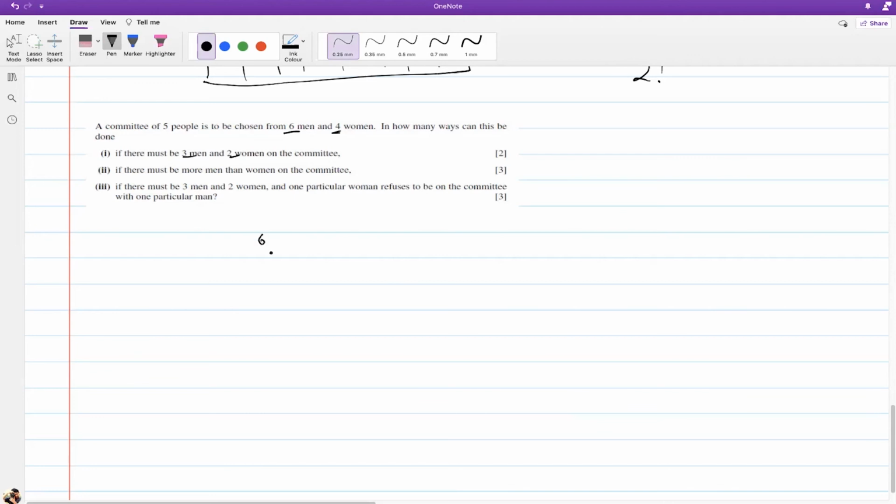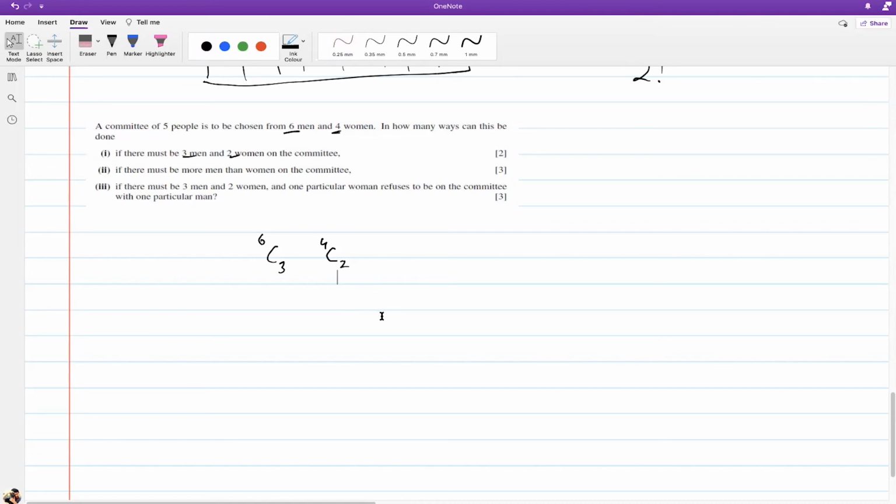Okay, so let's see. You are picking 6C3. Why? You're picking 3 men out of 6 that you have. And you're also picking 2 from 4 women available. So 4 women who wanted to be a part of the committee, 2 of them you have chosen. So there are 4C2 different ways or different combinations of picking them. Why am I choosing C? Because order doesn't matter.